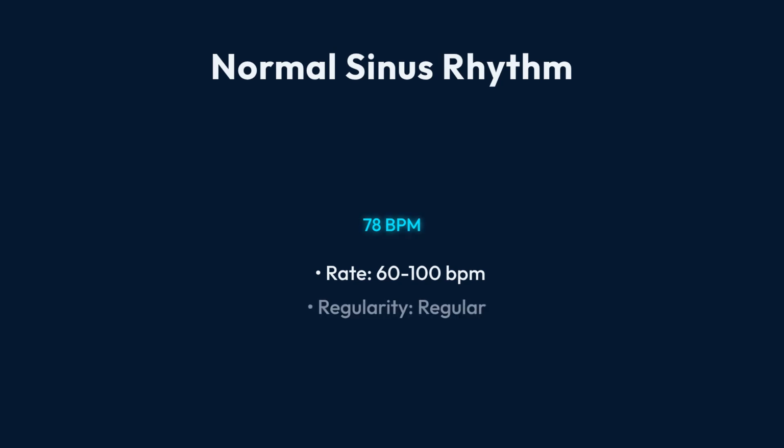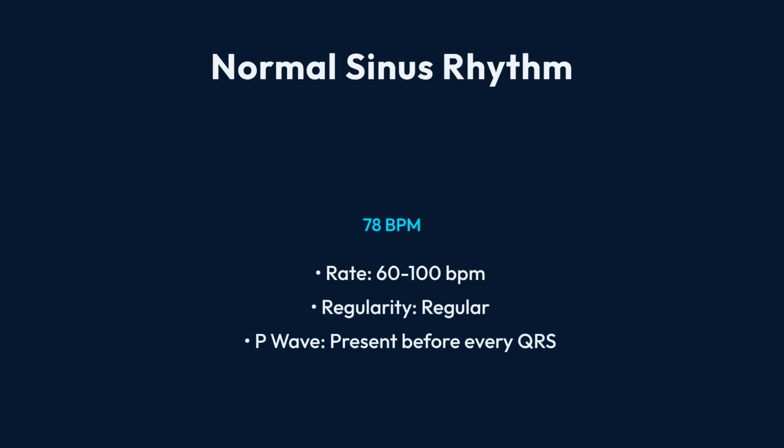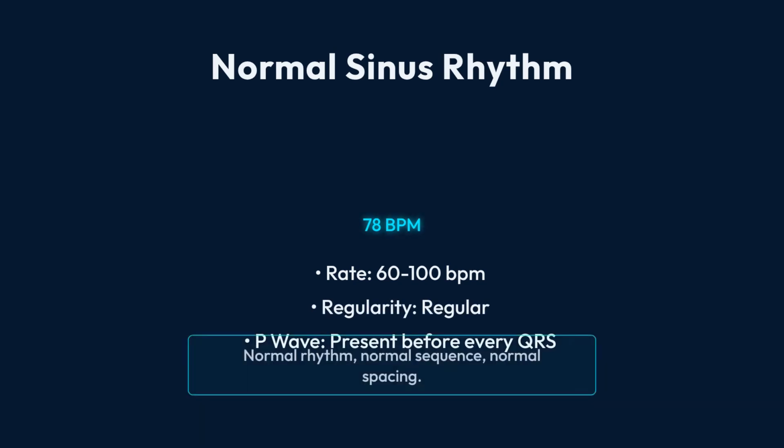Rhythm number 1 is normal sinus rhythm. The rate is between 60 and 100 beats per minute. It is regular, and every QRS is preceded by a uniform P wave. The PR and QRS intervals are within normal limits. Nursing priority here is to continue routine assessment and monitor for changes.